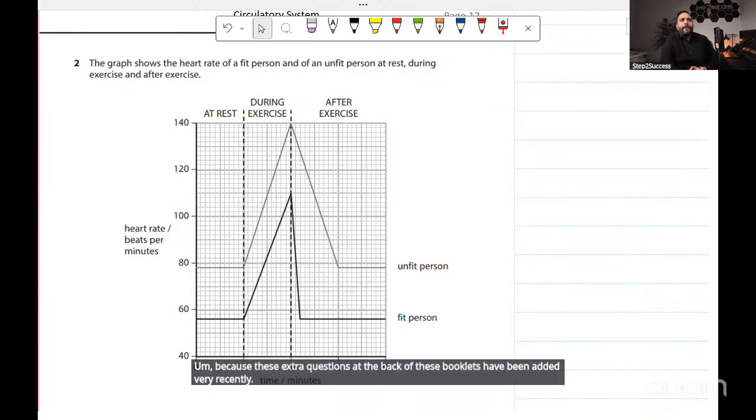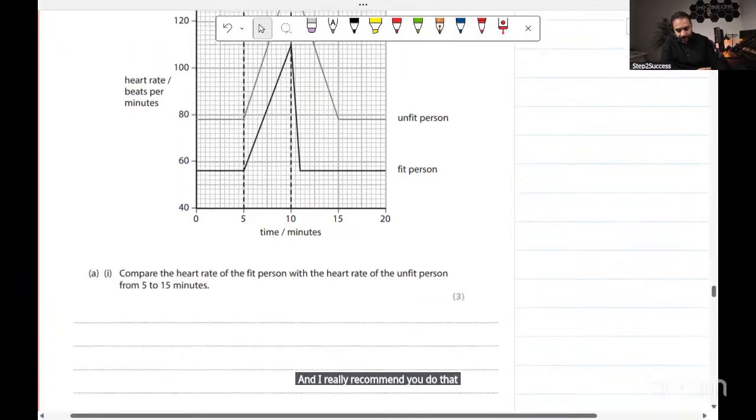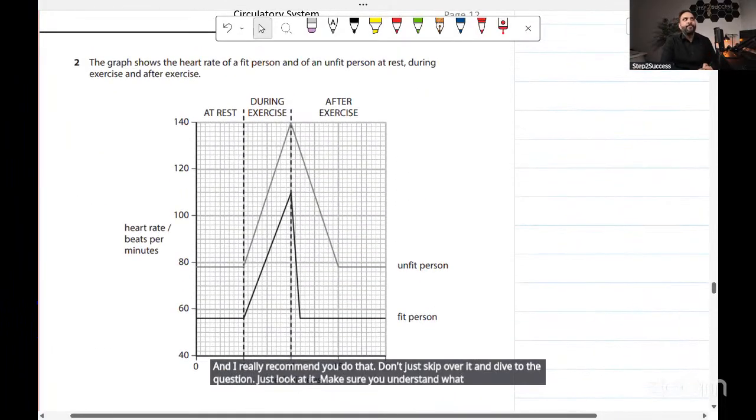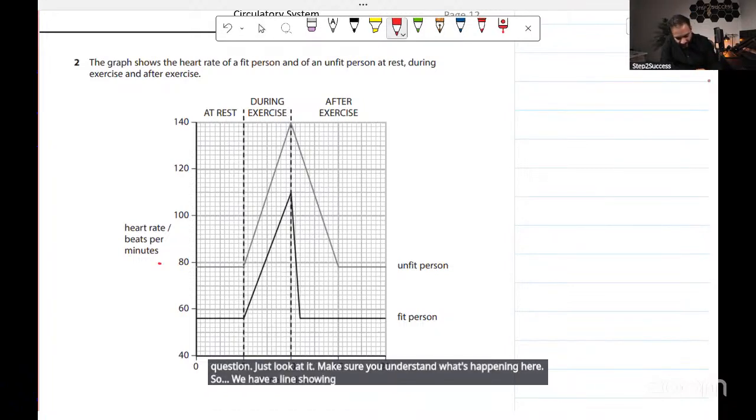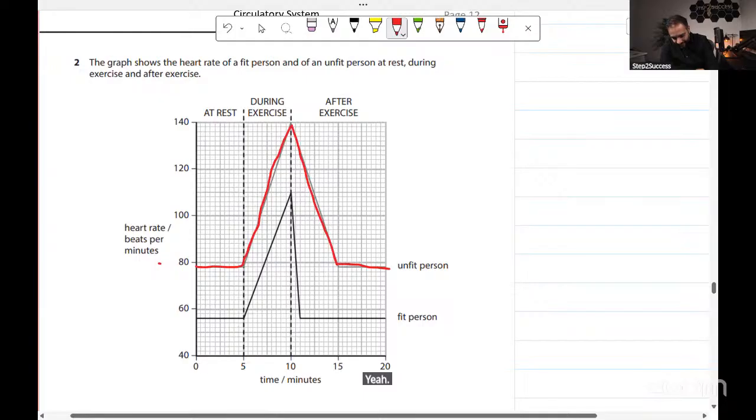When I look at these questions, I spend a bit of time understanding the graph, and I really recommend you do that. Don't just skip over it and dive into the question. Just look at it, make sure you understand what's happening here. So we have a line showing the heart rate of the unfit person here and the fit person, at rest, during exercise and after exercise.